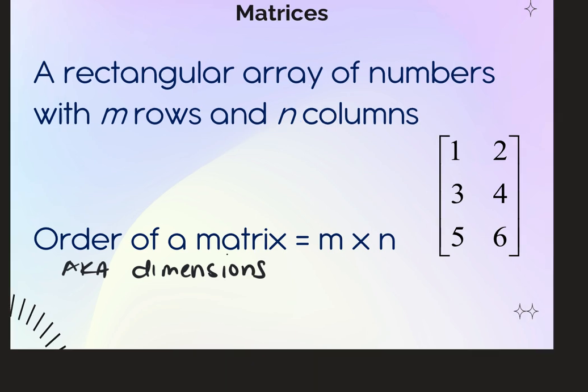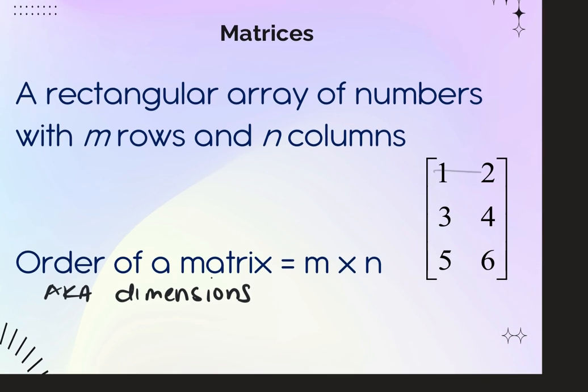So if I am counting rows, which are the horizontal guys, there's 1, 2, 3 rows here. So this would be 3 by. And then if I am counting columns, which are up and down, that is 2. So the dimensions of this matrix are 3 by 2, or the order of the matrix, because you'll see those used interchangeably, 3 by 2. Obviously not a test question, but that's important for when we get to multiplying. You have to be able to identify your dimensions.